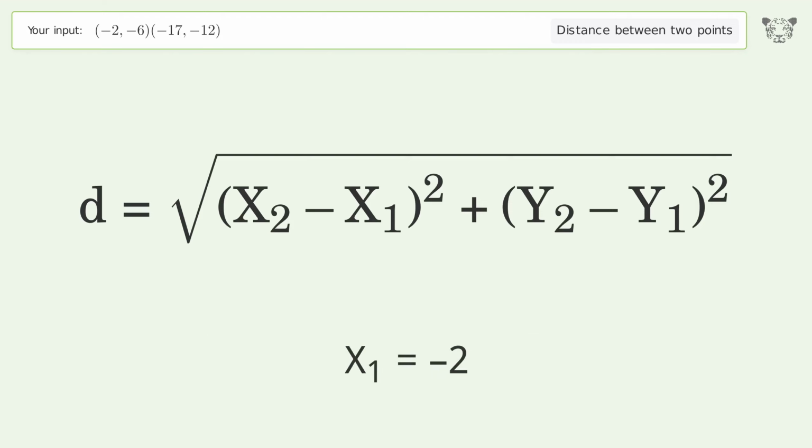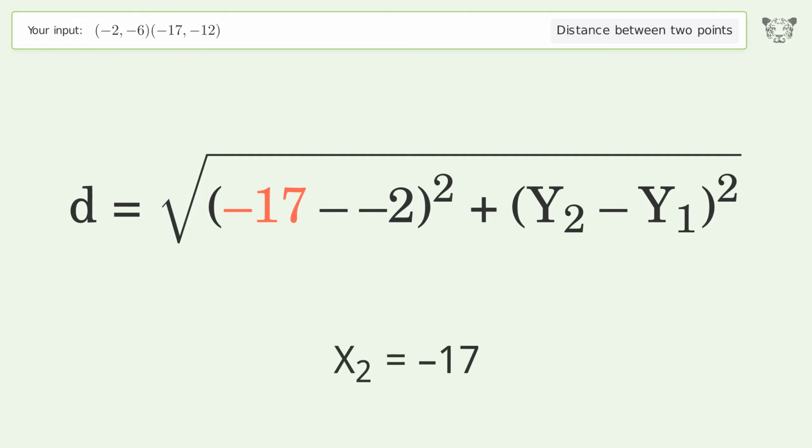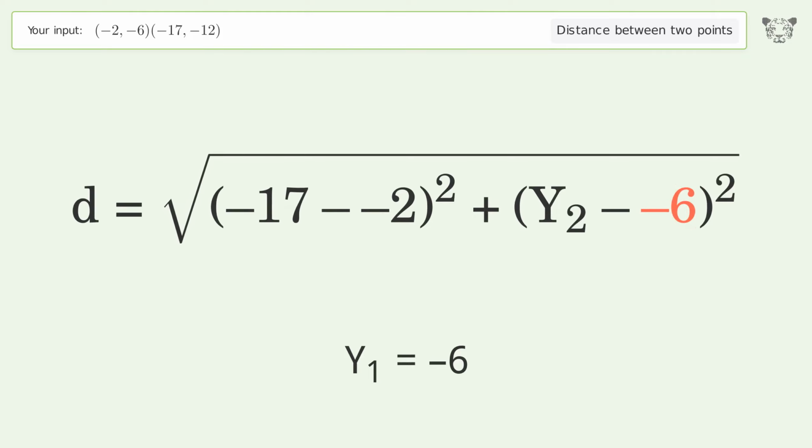x1 equals -2. x2 equals -17. y1 equals -6. y2 equals -12.